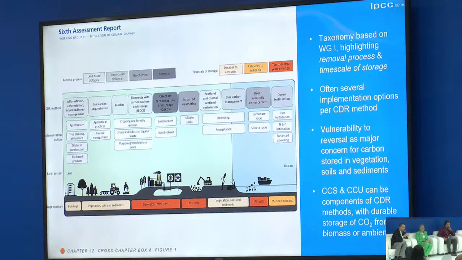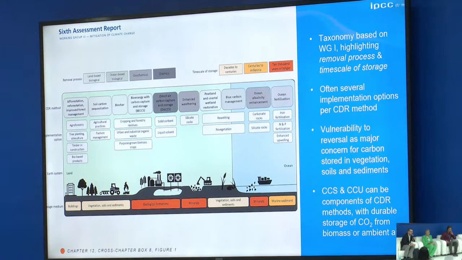Here you see a little bit more fine-grained than Chris's figure, not only a cluster of methods, but also implementation options that differ. Even for, let's say, a method like direct air capture with carbon capture and storage, you have different technology routes with different energy requirements. But again, here the clustering and the quantification is not around the usual nature-based or ecosystem-based versus technological, but the removal process in a very sciencey way, but also the timescales of storage, because the main benefit is to remove CO2 and store it away.